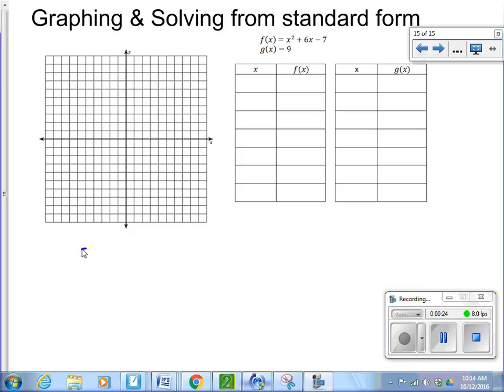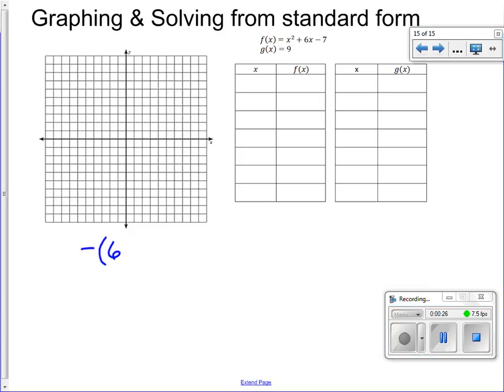So that's going to be the opposite of 6 divided by 2 times the leading coefficient, which is 1, because that's just an x squared, so there's really a 1 in front of it. So that'll be negative 6 over 2, so that's negative 3. So that means our vertex is going to occur at negative 3. And that's one set of critical points, the vertex.